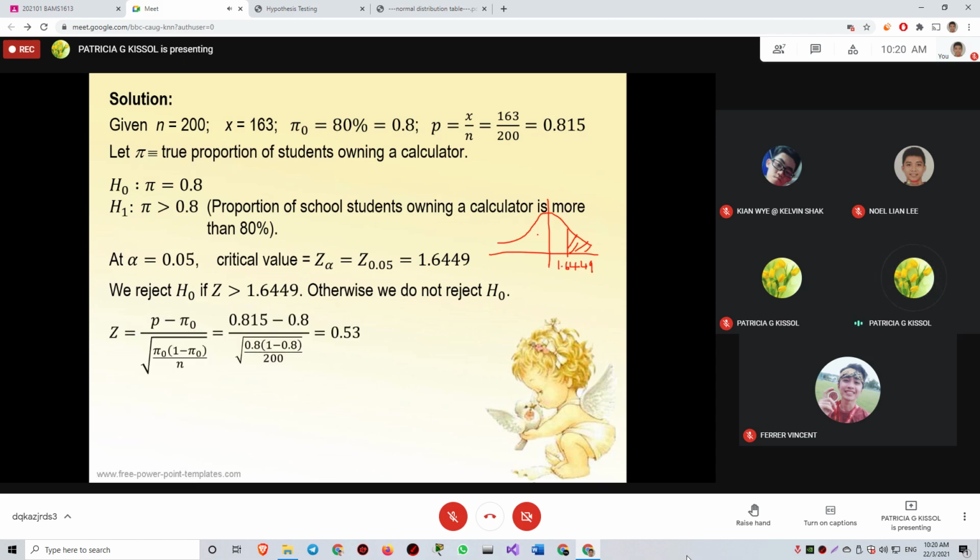And this is the test statistic. Put all the values that we have listed here into the formula and you get 0.53. Where is 0.53? 0.53 is somewhere here. What is your decision? Do you reject or do not reject?